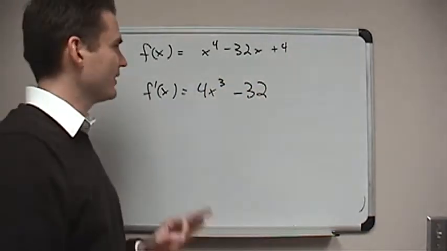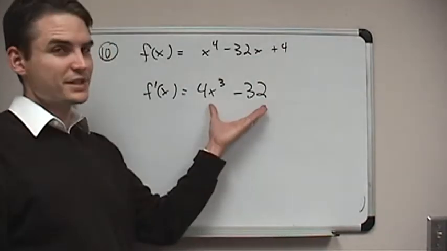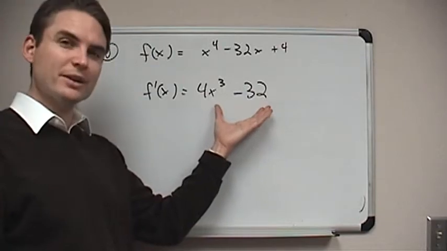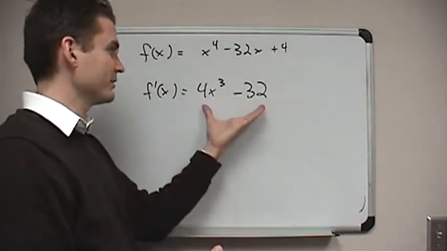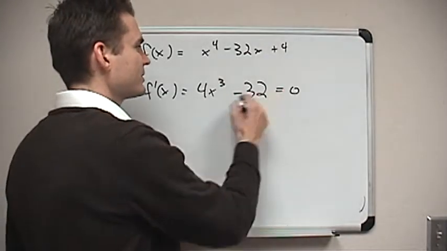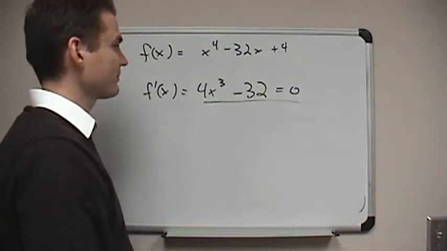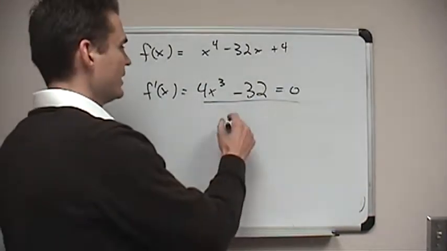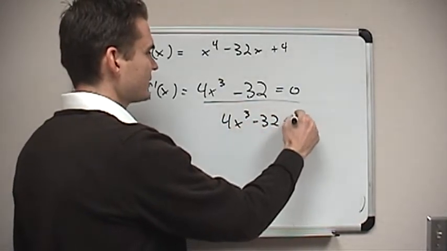Now, the first thing we need to do is find critical numbers for this function. Now, this derivative is never undefined, so it's only going to have a critical number when it's equal to 0. Of course, there's no division by 0, but it could be equal to 0. So if there are any solutions to this equation, we're going to get a critical number. Okay, so what about this equation? Well, it says 4x cubed minus 32 equals 0.